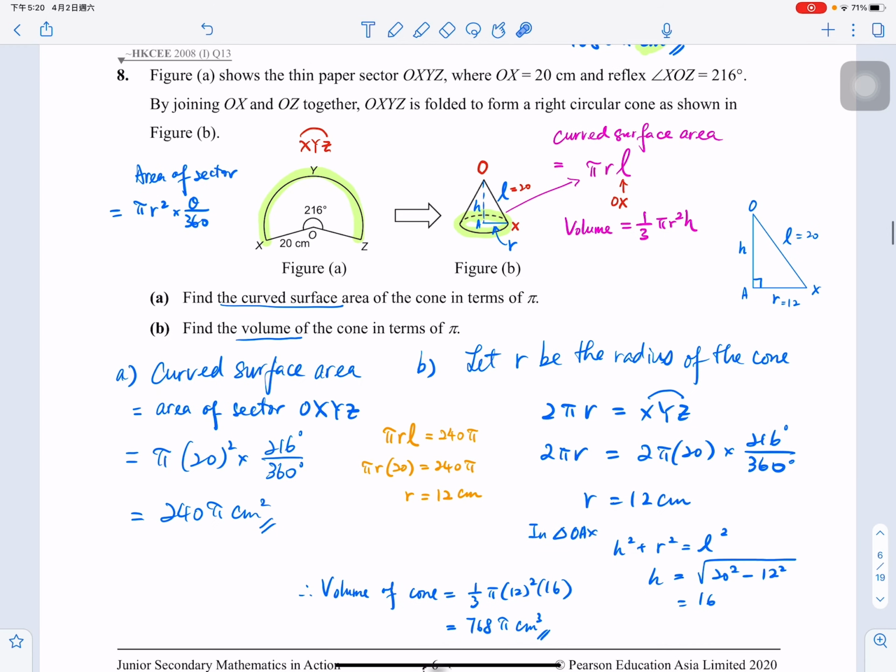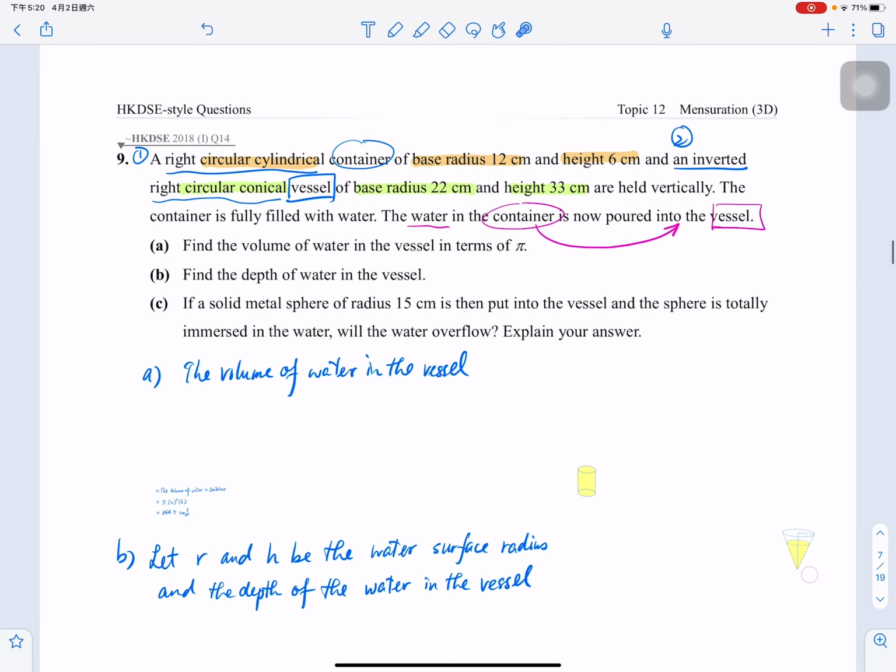Okay, so let's understand clearly about these two figures, about the sector and then form as a right circular cylinder. Okay, it's a good question. Hope you understand. Let's go on to have a look at the other one. Question number 9.